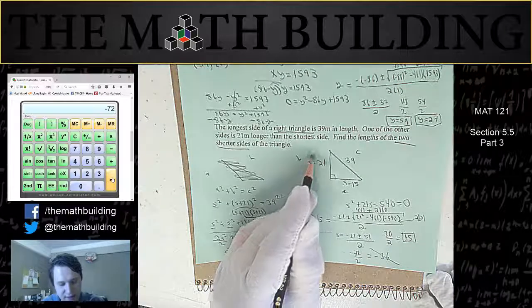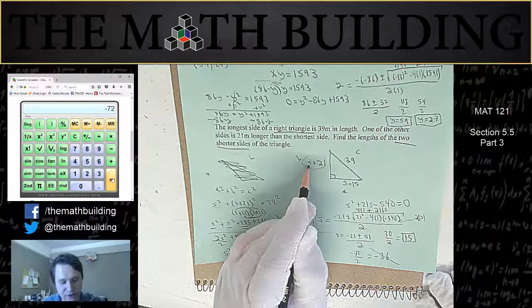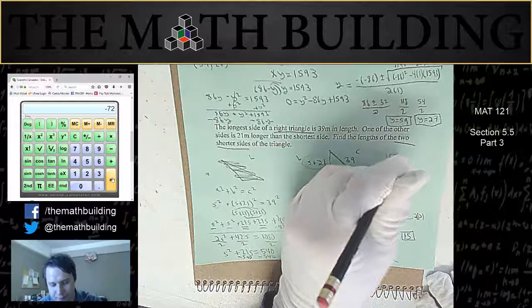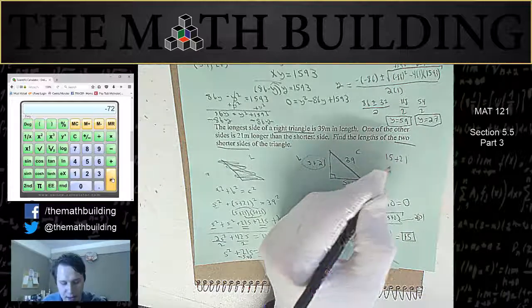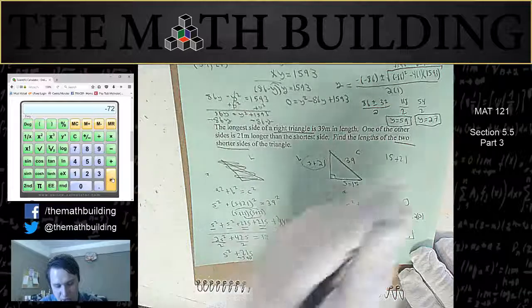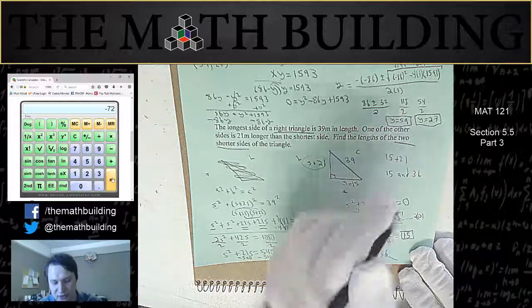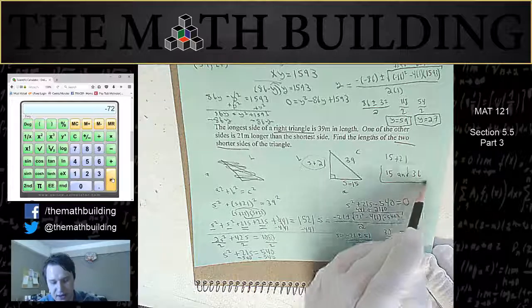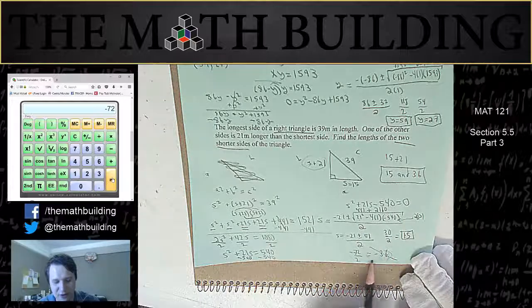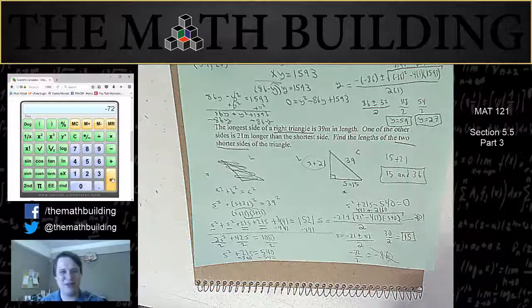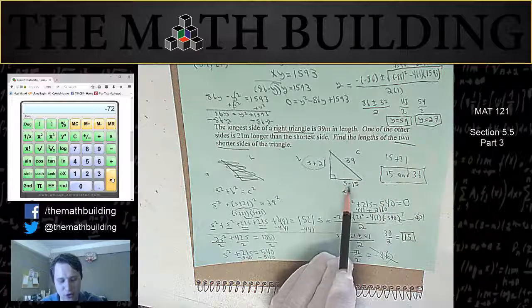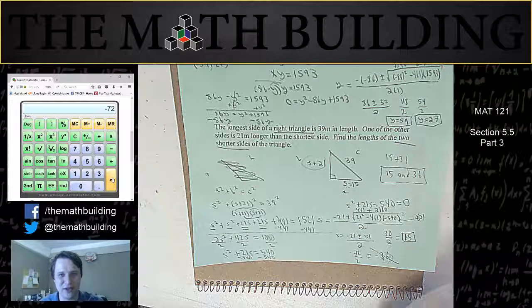So to find the length of this side, we would just need to do 15 plus 21, and that would be equal to 36. So the two shortest sides are 15 and 36. Those are their lengths. It just so happened that that was actually the positive answer of this. That might be just a fluke, so I wouldn't read too much into that. The shortest is 15 and the longest is 36.